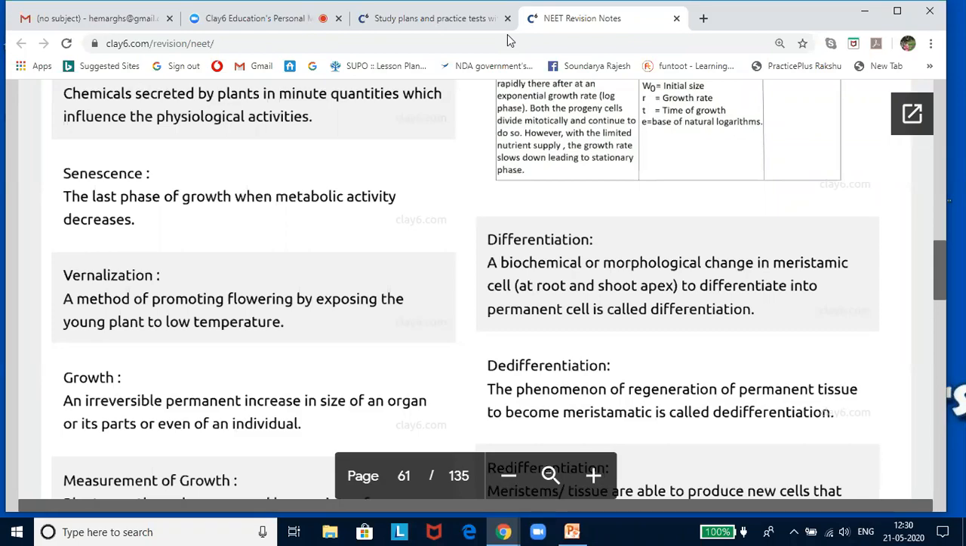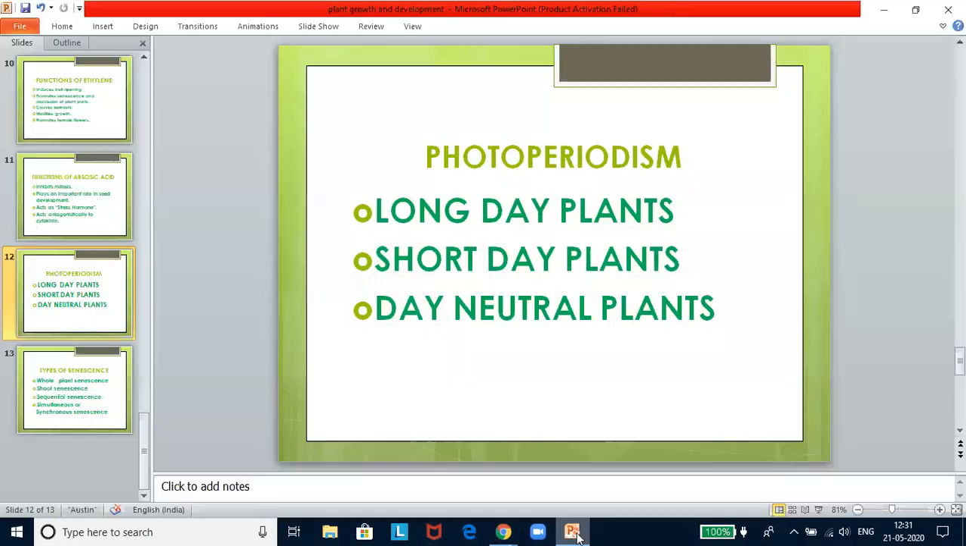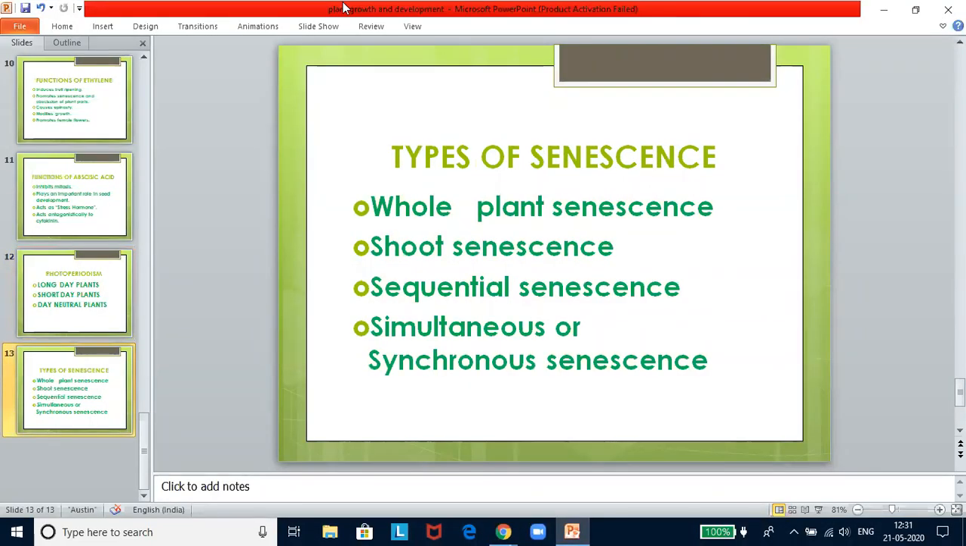Now, the next one we have to look at is senescence. Senescence is the period between complete maturity and final death of an organism. During this period, a gradual deterioration occurs in the structure and functioning, which is characterized by accumulation of waste metabolic products and decrease in dry weight. It is also illustrated by a higher rate of catabolic activities, and it is controlled by some growth hormones.